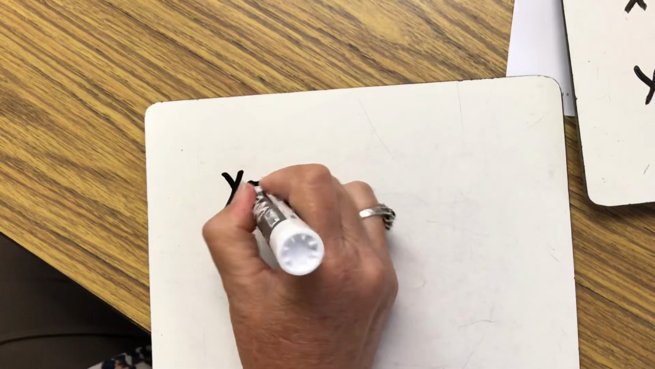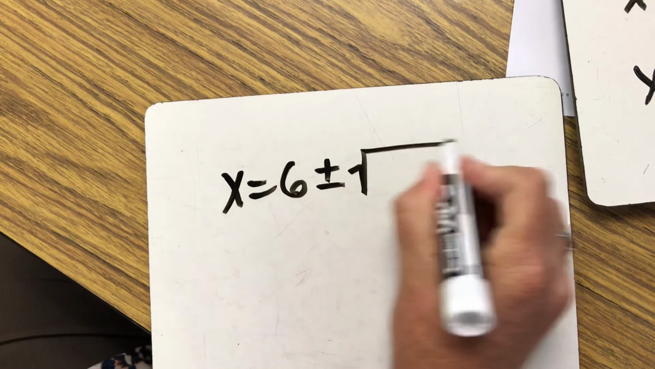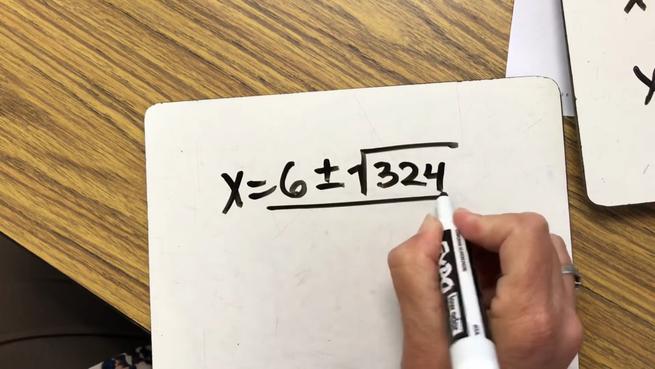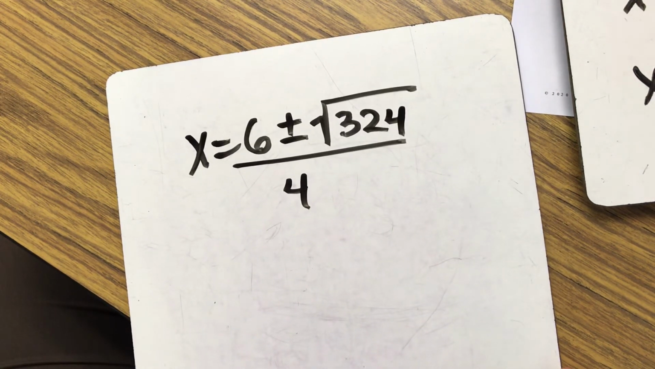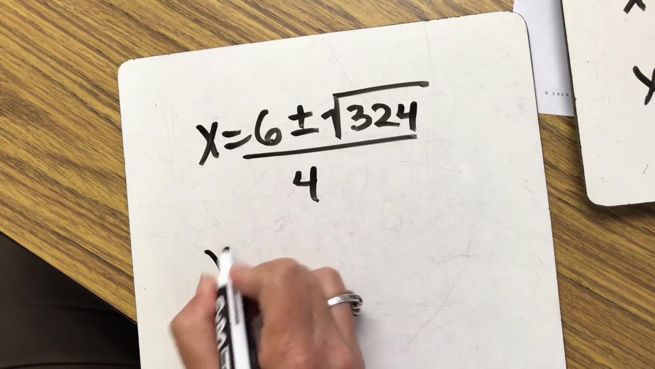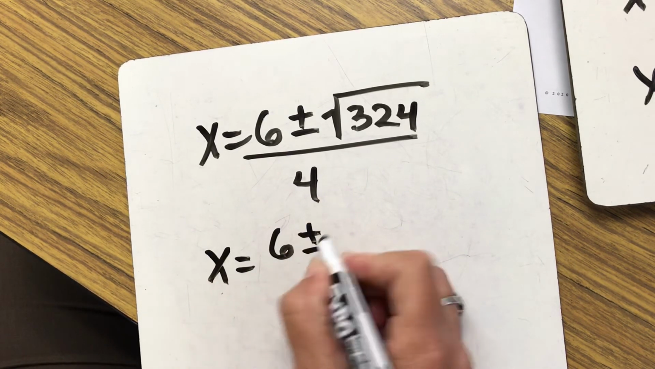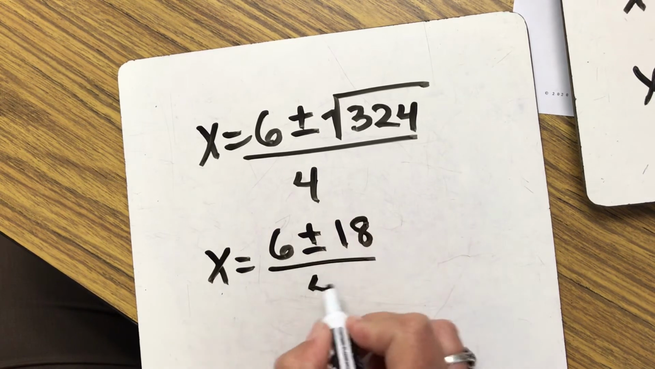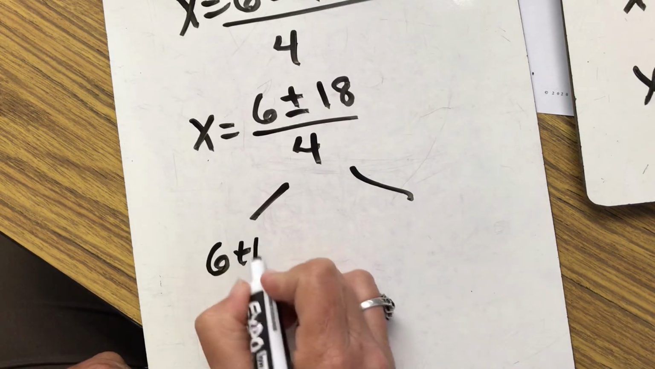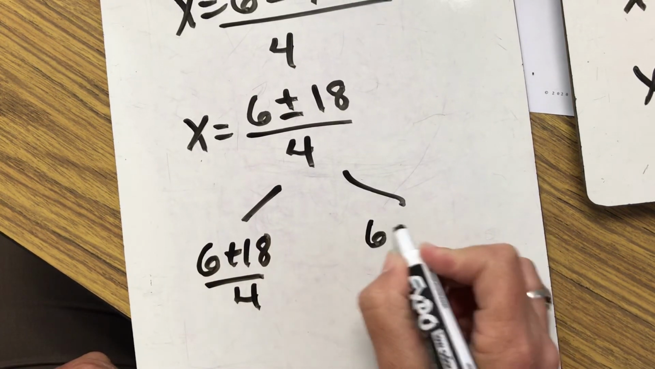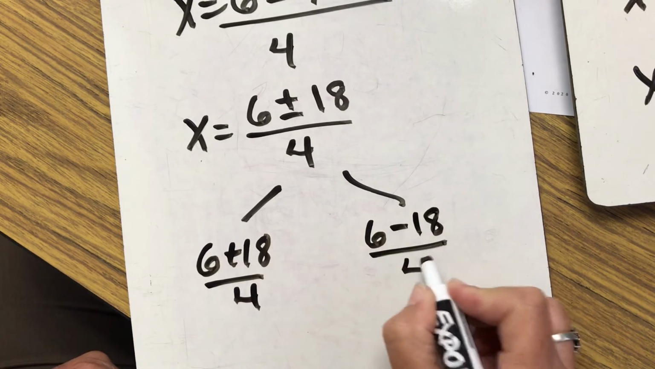So let me use a different board here. Going to my next board. So I'm going to write down what I had on the previous board, which was x equals 6 plus or minus the square root of 324 all over 4. And now we just looked at the multiplication chart. We could see that 324 was a perfect square. So now we have x equals 6 plus or minus 18 all over 4. And now we split it into our two questions. So we're going to have 6 plus 18 divided by 4, and 6 minus 18 divided by 4.